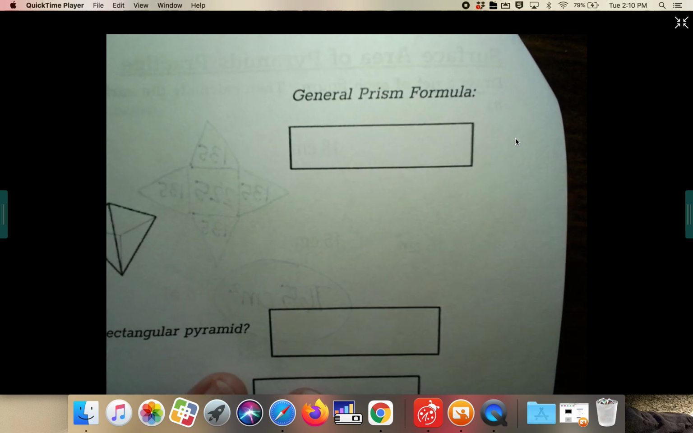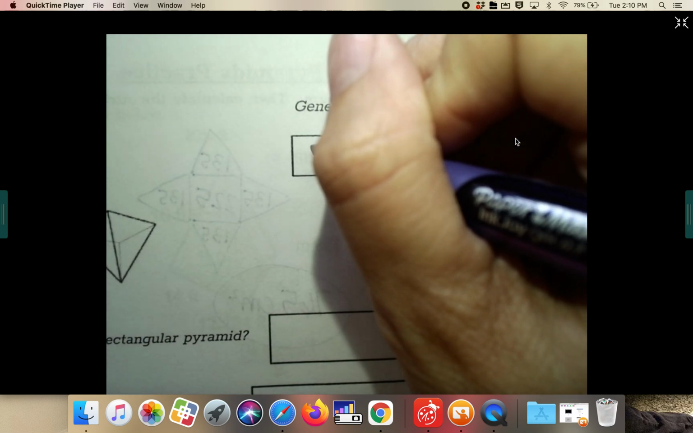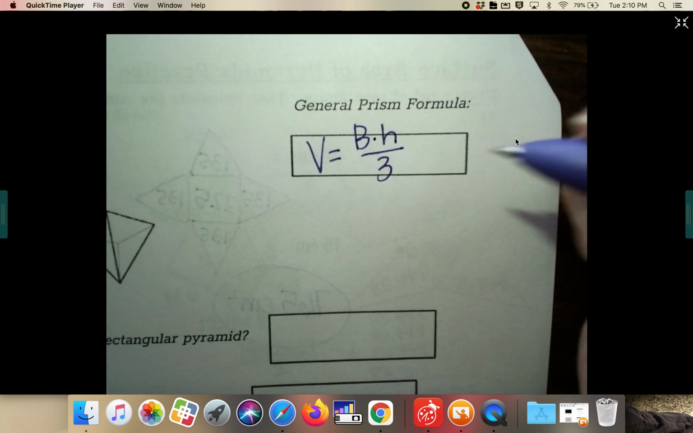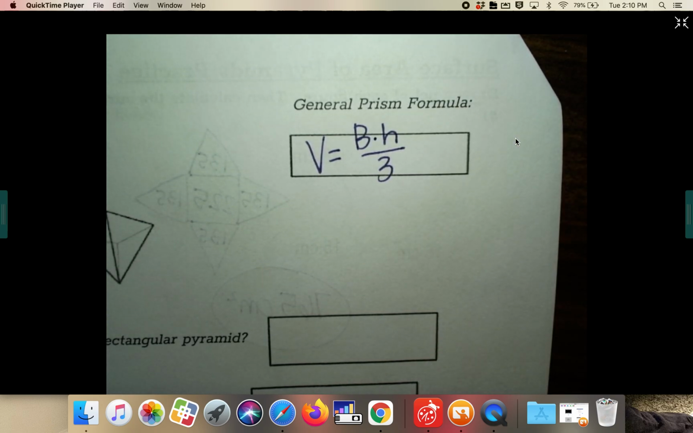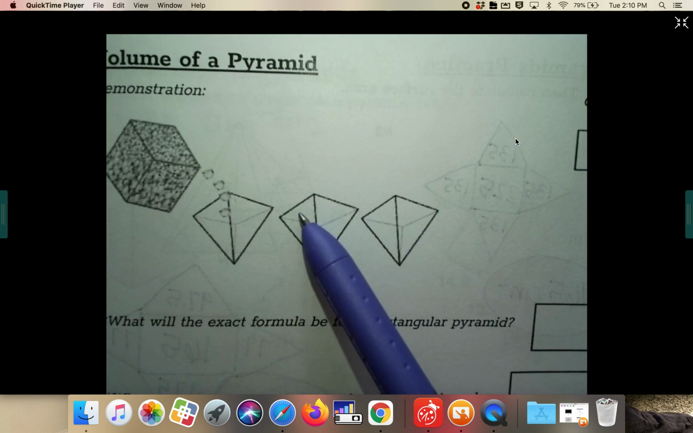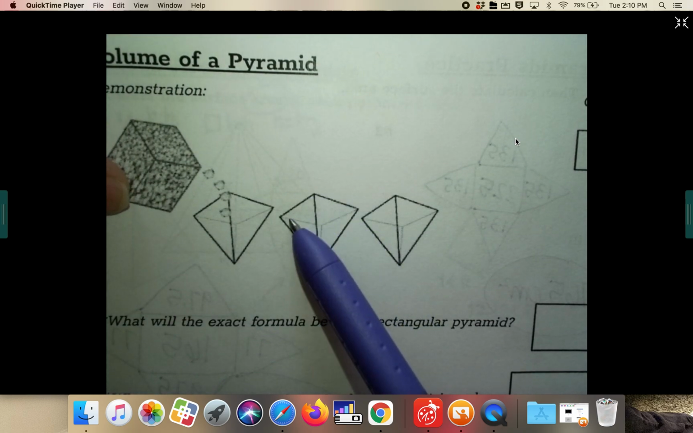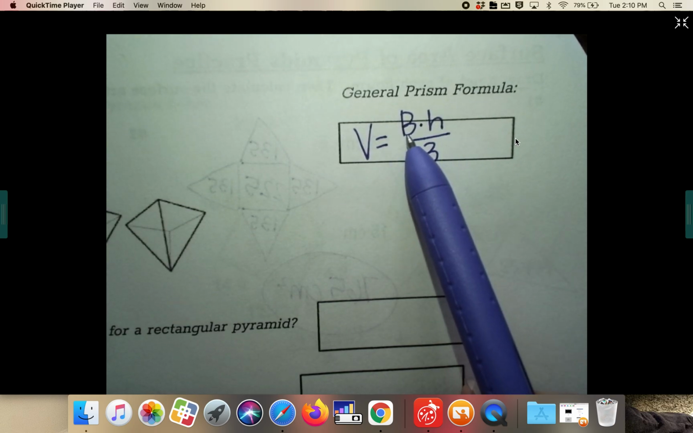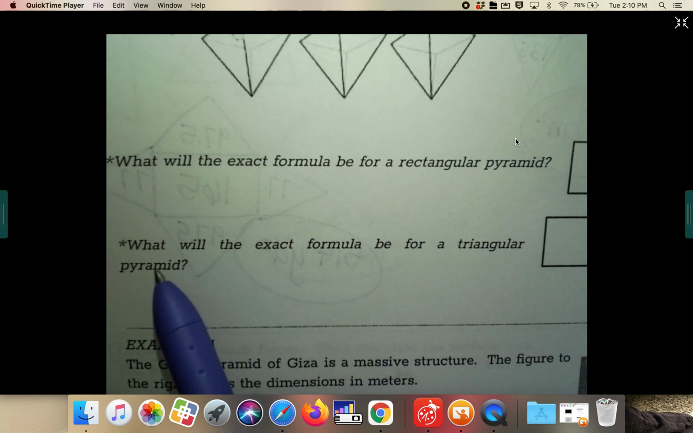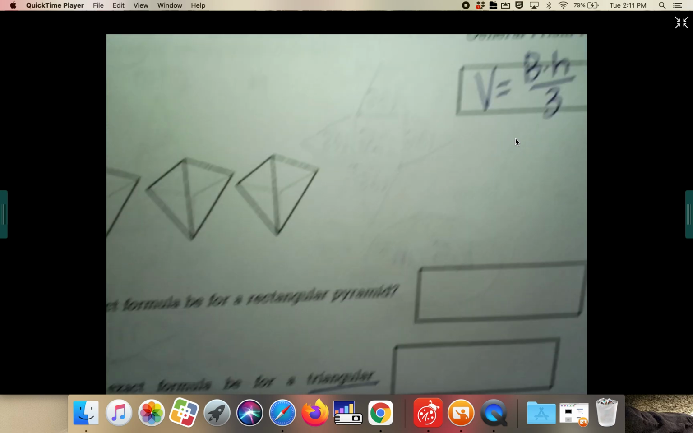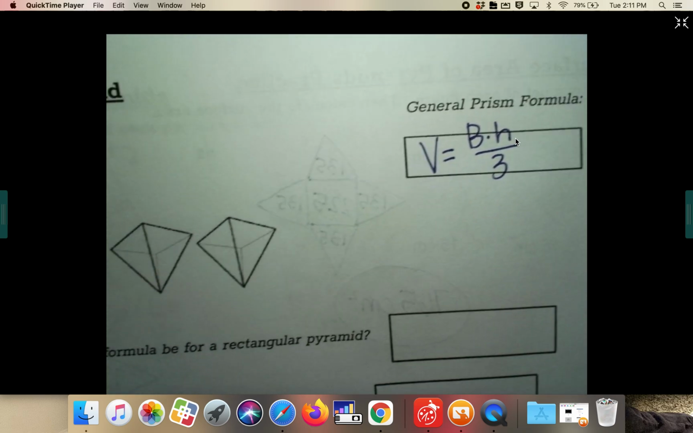So the general formula for the volume of a pyramid is volume equals base times height divided by 3. Now, I want you to notice that this B is capitalized. That means it depends on what type of base it is. In this picture, the base is a square, so your base would be length times width. So it's length times width, and then times height, and then divided by 3. But when the base is not a square, for example a triangle, then it wouldn't be length times width times height. It would be length times width divided by 2 times height, and then divide the whole thing by 3 because it goes to a point.